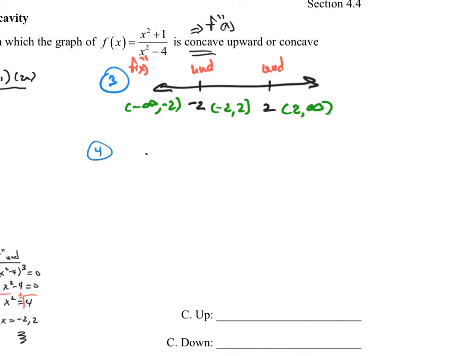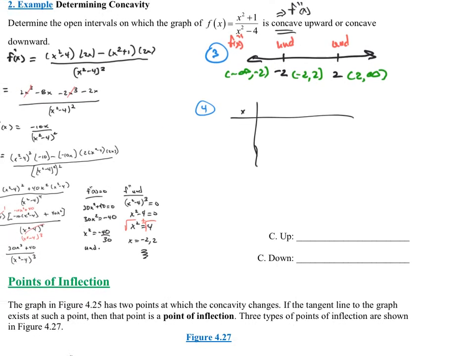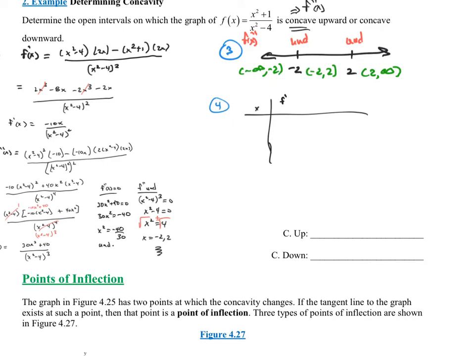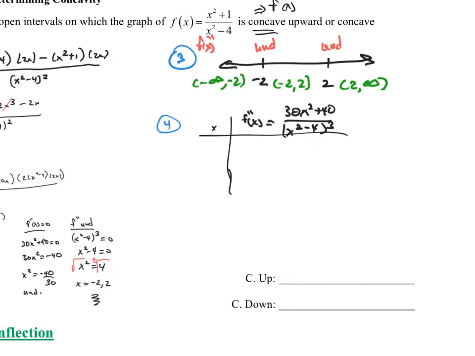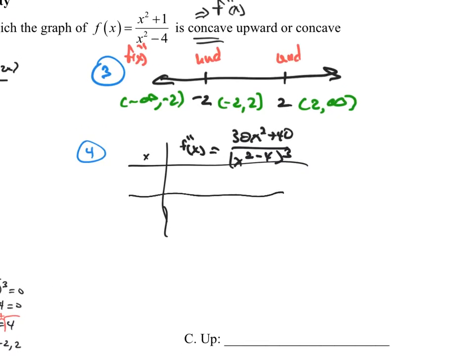Step 4 is actually test a point in each one of those intervals. Let's be careful here. What are we plugging it into? We're plugging it into the second derivative. The second derivative in this case is 30x squared plus 40 all over x squared minus 4 quantity cubed. I need a number in the first interval, so pick any number between negative infinity and negative 2. I'll pick something like negative 10. We need a number in the second interval, any number between negative 2 and 2. I'll pick the number 0. We need the third interval, any number between 2 and infinity. How about the number 10? I like using as easy numbers as possible.